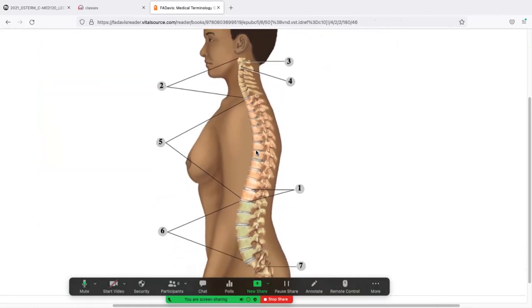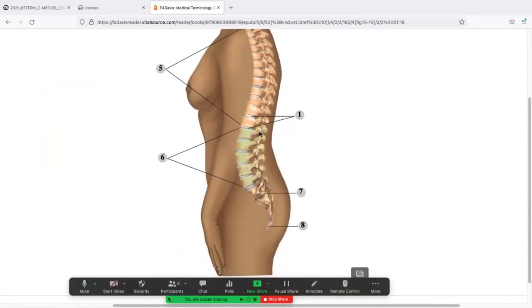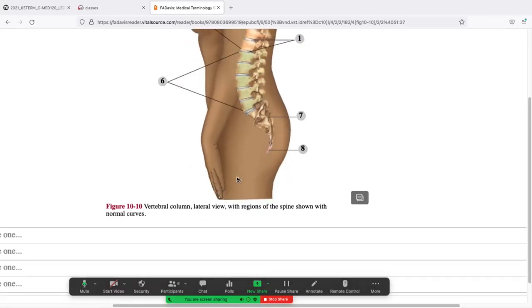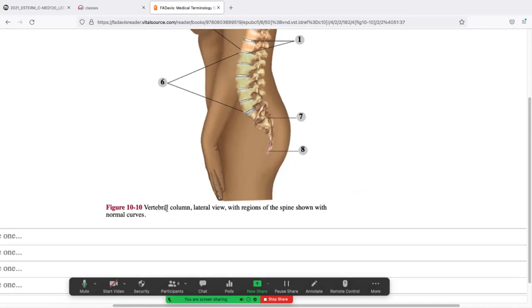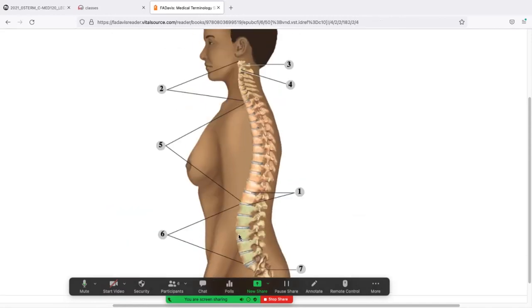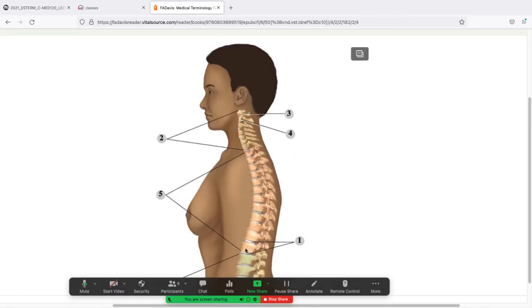Here is your vertebrae. There are 7 of them in your cervical, 12 of them in your thoracic. I believe 6 of them. 1, 2, 3, 4, 5. I can't remember, 5 or 6 lumbar, and then you have these fused bones here, and that's your sacrum. And the last one is your coccyx, or your tailbone. Okay. And these are the natural curvatures of the spine.